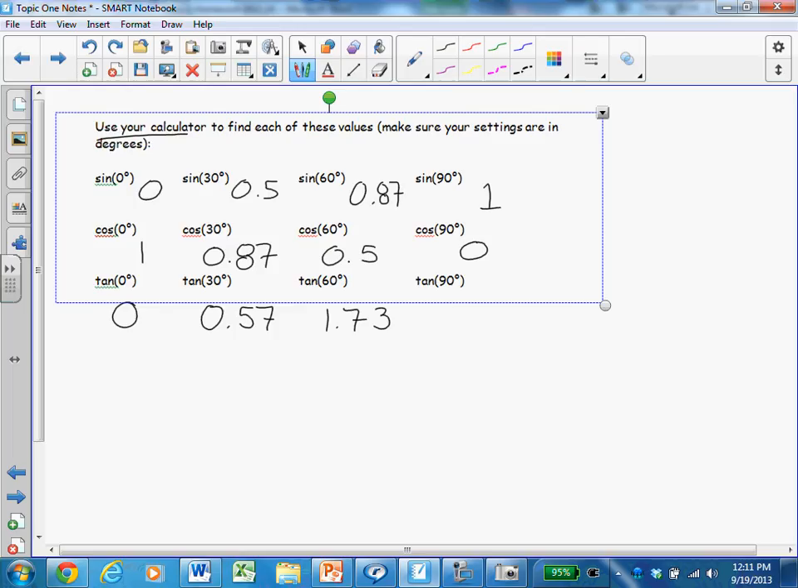Error. Well, because in that case, your opposite would be some number, and your adjacent would be 0. And if your adjacent is 0, can you divide by 0? No. So it says error or not defined. Okay. Good.